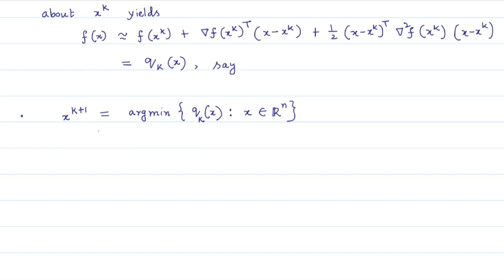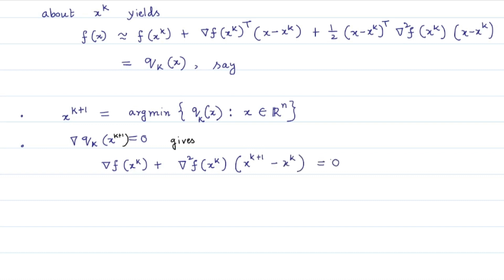Now to find a formula for this xk plus 1, we go for finding a solution of the equation gradient of qk(x) is equal to 0, because this is the first order necessary optimality condition for the function qk. Then at the point xk plus 1, we certainly have gradient of qk at xk plus 1 is equal to 0, which gives gradient of f(xk) plus Hessian of f at xk times the vector (xk plus 1 minus xk), that is equal to the null vector. So this yields the point xk plus 1 is given by xk minus the inverse of the Hessian at the point xk times the gradient of f at xk, provided this inverse exists.